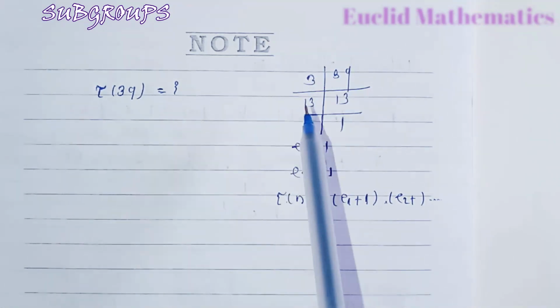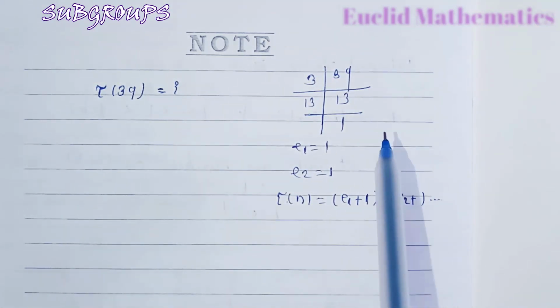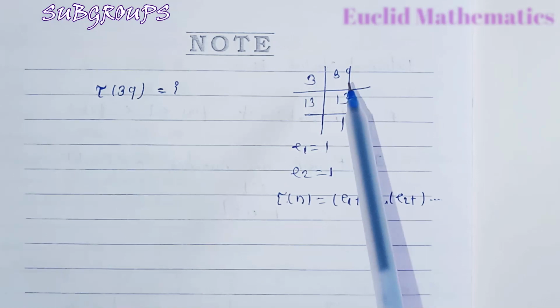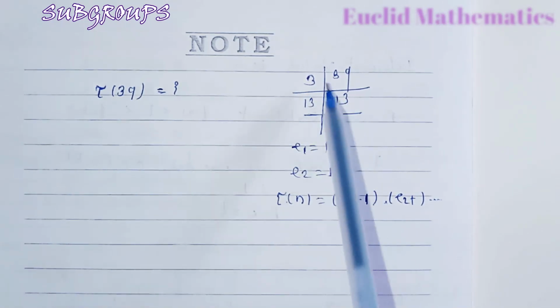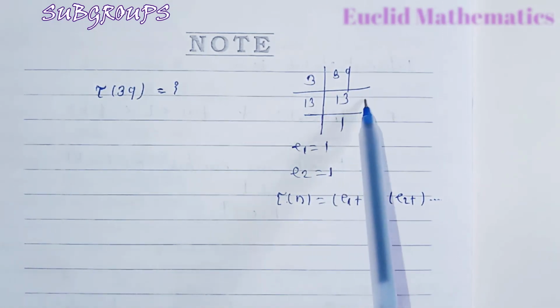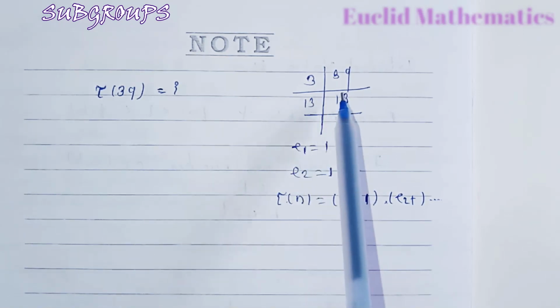For finding tau n, we use similar criteria to the Euler phi function. So 39 can be divided by 3: 13 threes are 39, and we cannot find a divisor for 13. So 1 times 13 is 13.